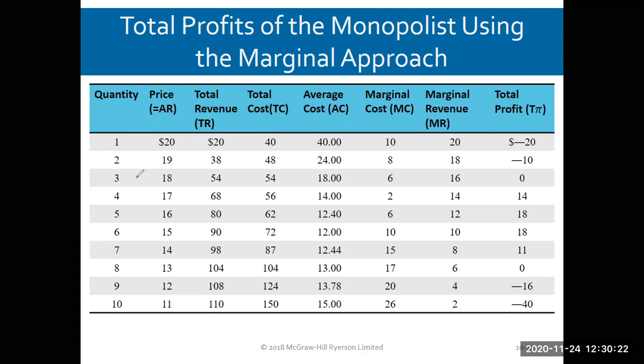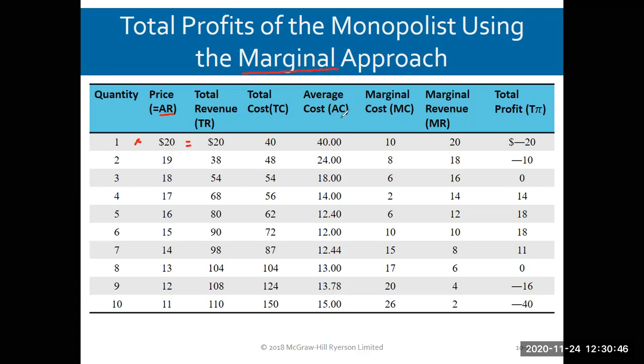We still have the same quantity going from 1 to 10. We see that price, which is equal to average revenue, of course, starts at 20 and drops. That's because in order to sell higher quantity, the monopolist has to lower the price. We still get total revenue by going price times quantity, and we still have total cost. Only now we're doing it slightly different. We're looking at the marginal approach.